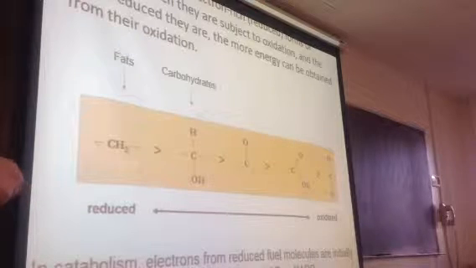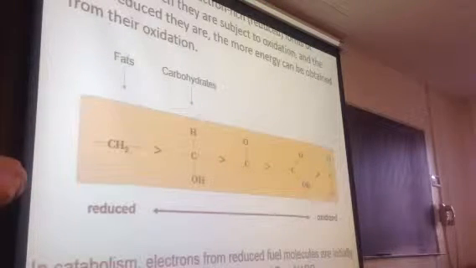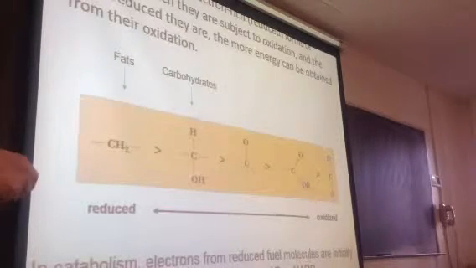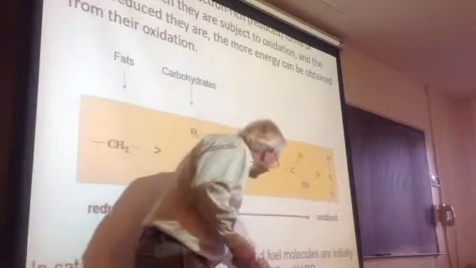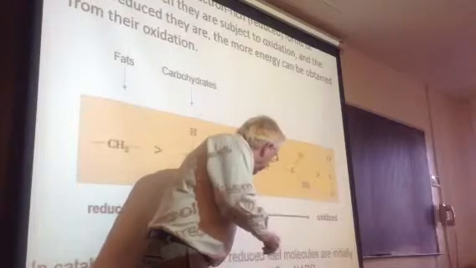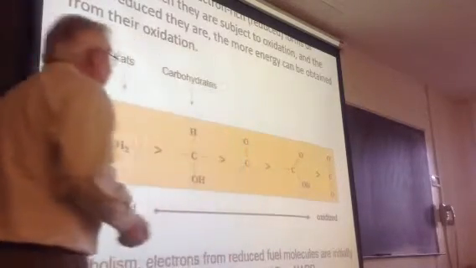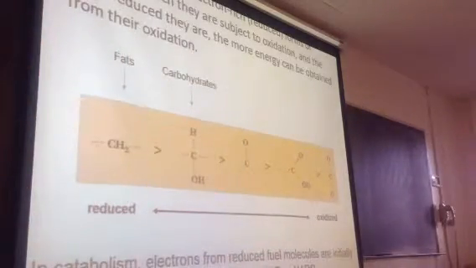And so the point is, as you move in this direction, stripping off hydrogens, replacing them with oxygens, some of those hydrogens show up being carried by these molecules NAD and NADP. These are so-called redox carriers. They're electron carriers.